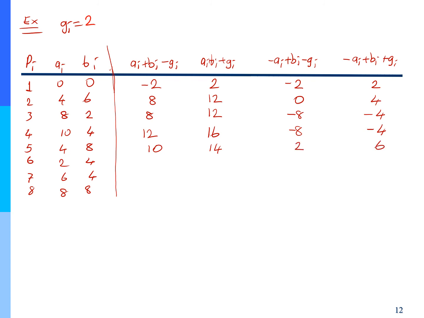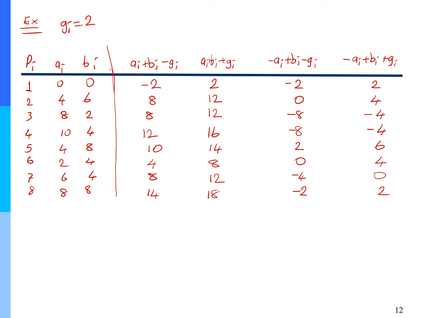Next one, okay, 6 minus 2, 4. And 6 plus 2, 8. And 2 minus 2, 0, and 2 plus 2, 4. Next one, 10 minus 2, 8, 10 plus 2, 12, and minus 2 minus 2, minus 4, minus 2 plus 2, 0. And the last one, 16 minus 2, 14, and 16 plus 2, 18. And for this one, it is 0 minus 2, minus 2, and 0 plus 2, it is 2. So I have calculated all these values.